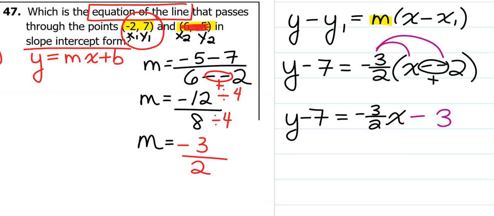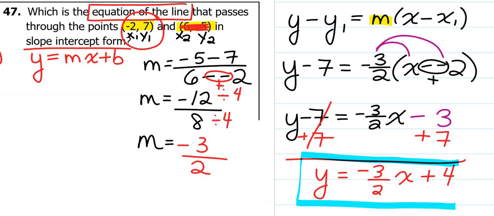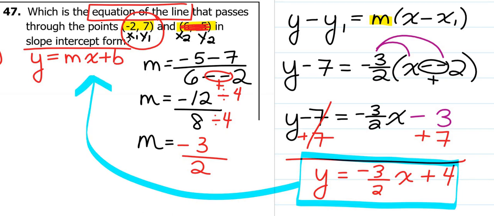All right, last step. We're going to add 7 to both sides so that y is all by itself. So y equals negative 3 over 2x. Negative 3 plus 7 is a positive 4. So our final answer, y equals negative 3 over 2x plus 4. That's going to give us the final answer that we want here. Okay, let's keep moving.